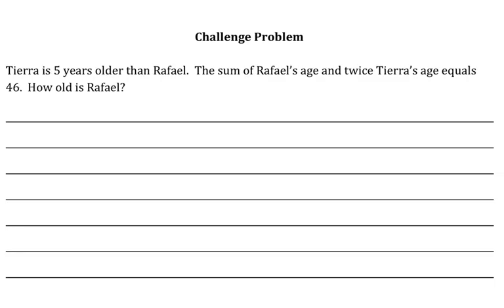Okay, we get a challenge problem. So it says Tierra is 5 years older than Raphael. The sum of Raphael's age and twice Tierra's age equals 46. How old is Raphael? Now this is a challenge problem, so it's just a chance for us to extend our learning and see what we're able to do with these.